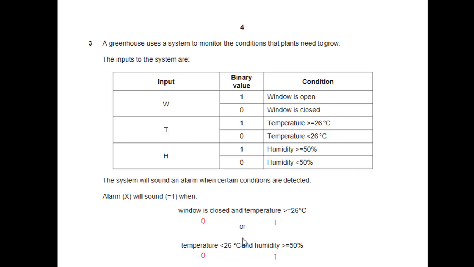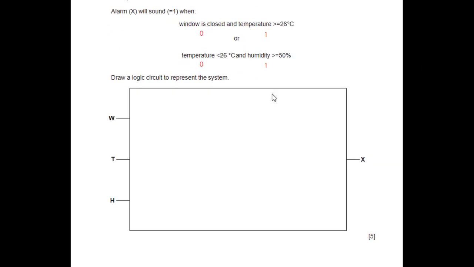The same thing is going to happen here. So temperature is less than 26 is 0, and this is a 1. So here for temperature, which is T, I'm going to have a NOT because I need to make both of these 1 for an AND circuit to work. So I'm going to have to put a NOT here.